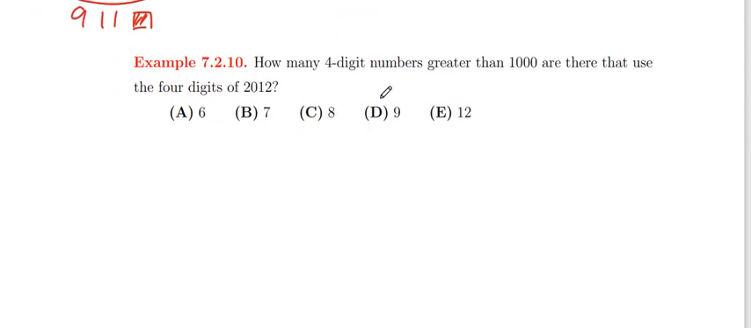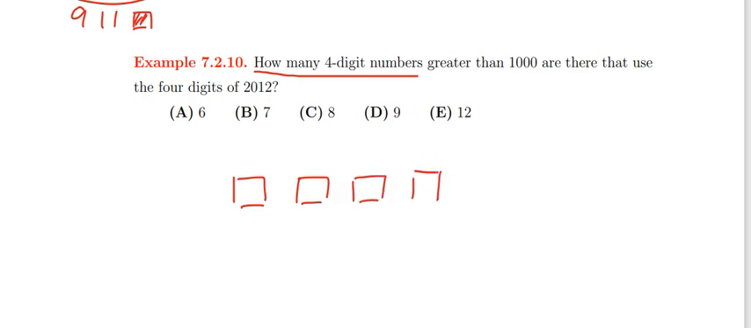Okay. This problem also asks how many 4-digit numbers. For a 4-digit number, we can think of 4 positions, right? It should be greater than 1000, so the first one should be 1 or 2 or 3. But it says to use those 4 digits, so we can only use 2, 0, 1, 2. We can only use these 4 digits.